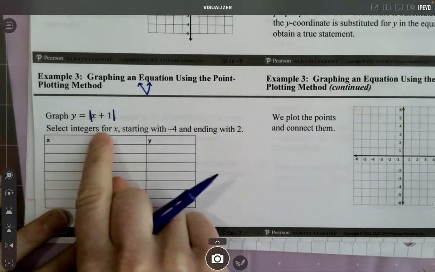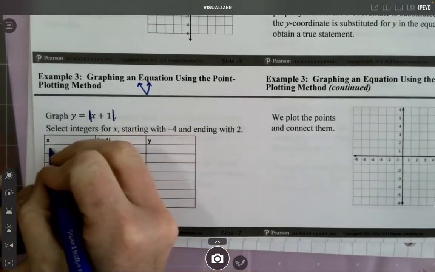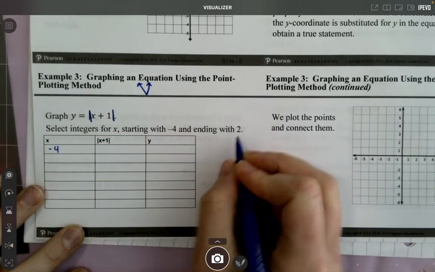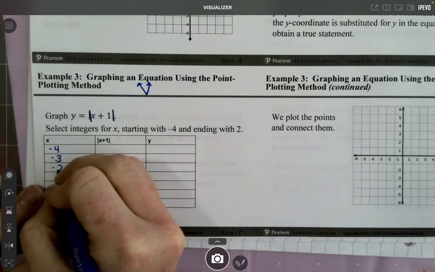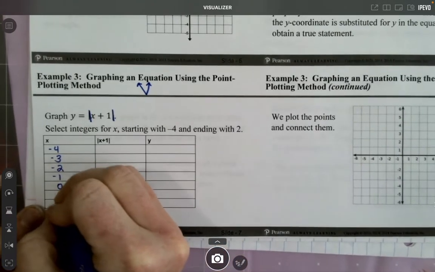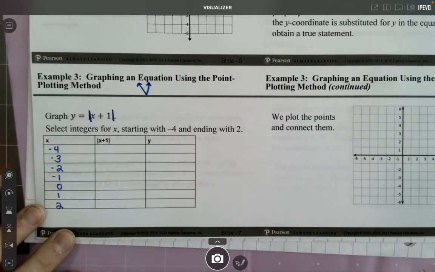It says select integers for x starting with negative 4 and ending with 2. So negative 4, I'm going to go up to 2. Negative 3, negative 2, negative 1, 0, 1, and 2.